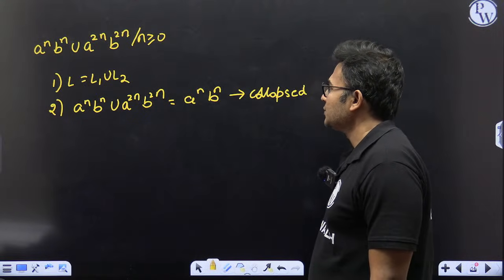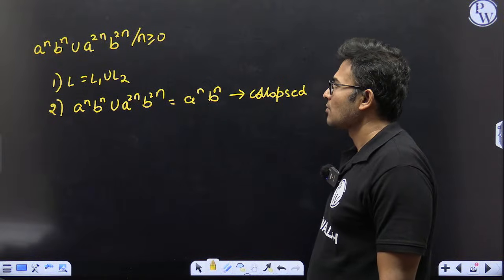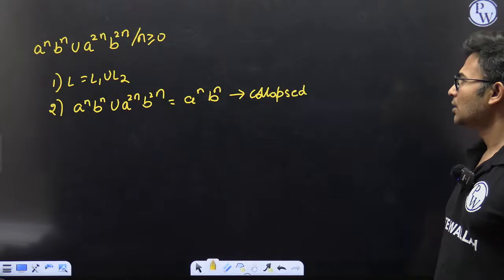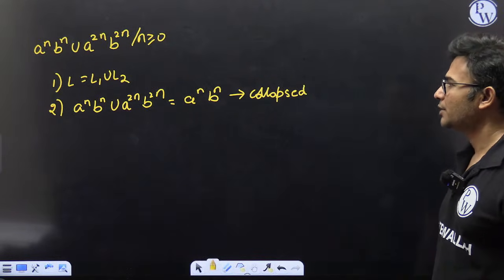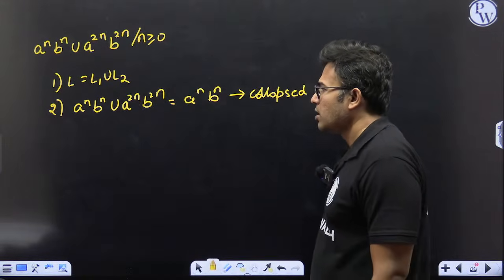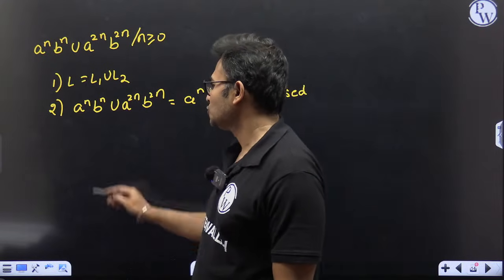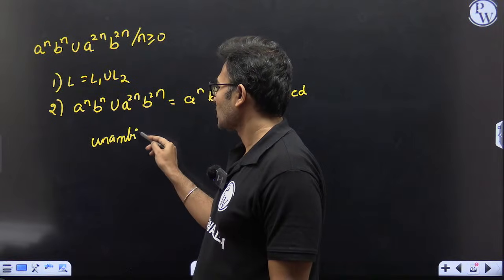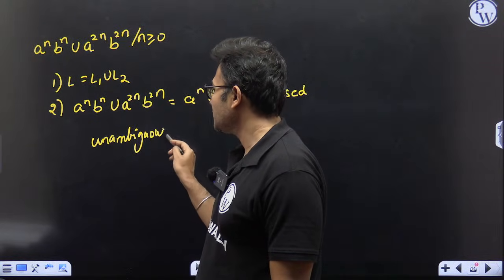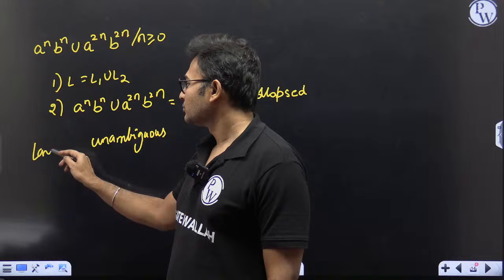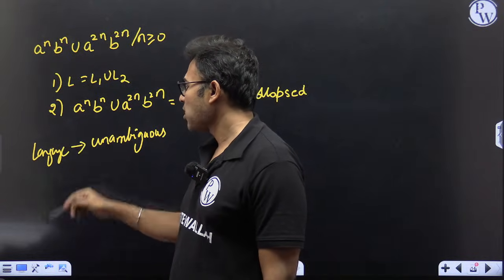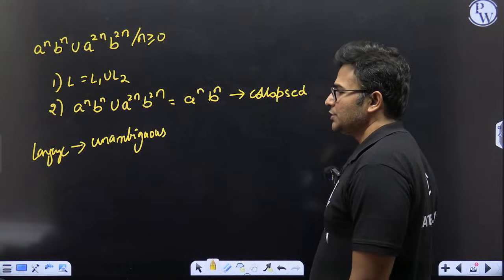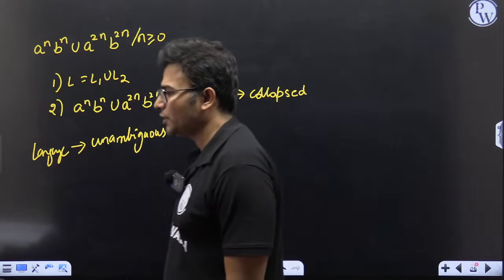This has collapsed, right? So rule number 2 has failed. So the grammar is unambiguous grammar. So the language is unambiguous language, right?